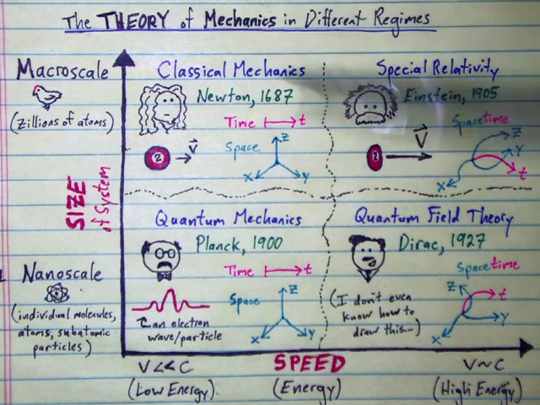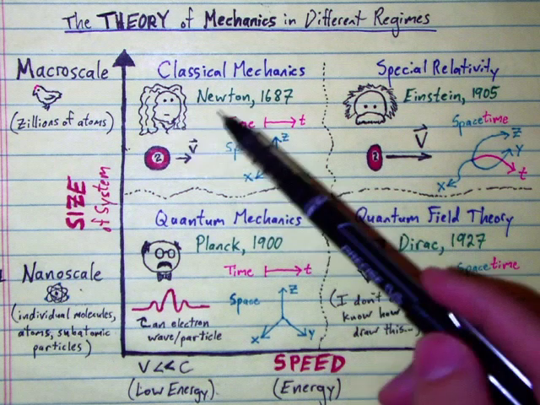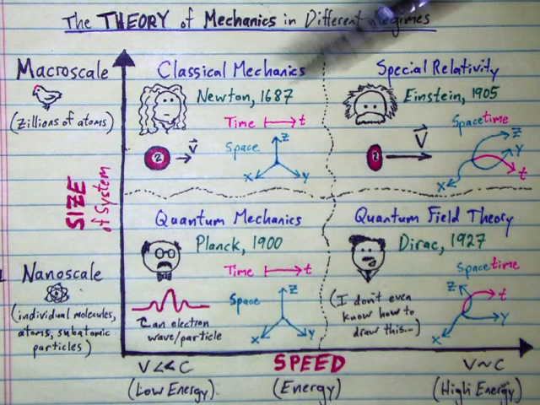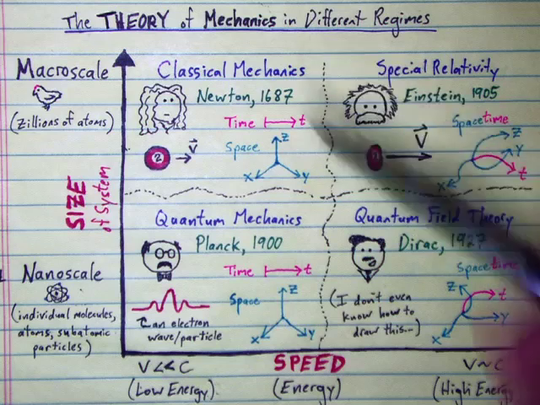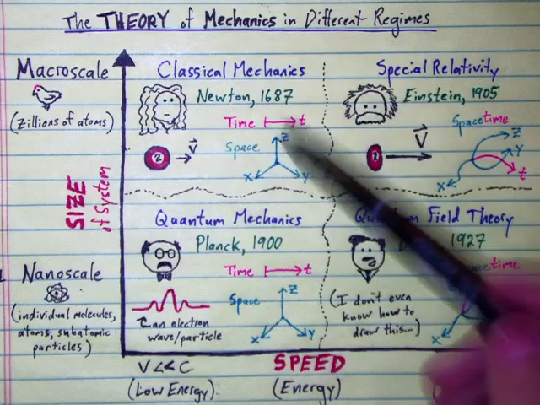Classical mechanics, our oldest theory of mechanics, was developed by Sir Isaac Newton, an Englishman, in the year 1687. In this theory, space and time are separate things.